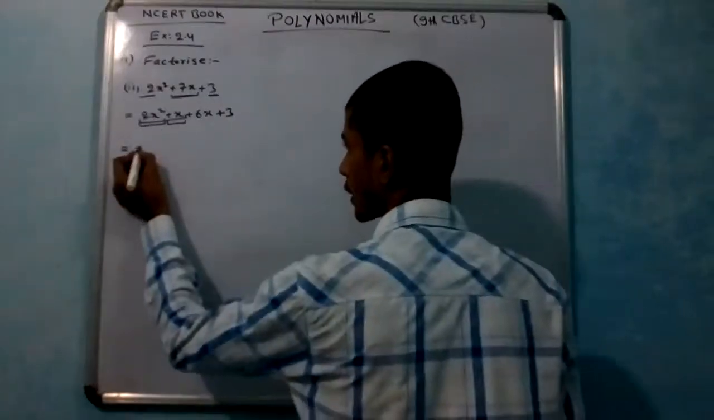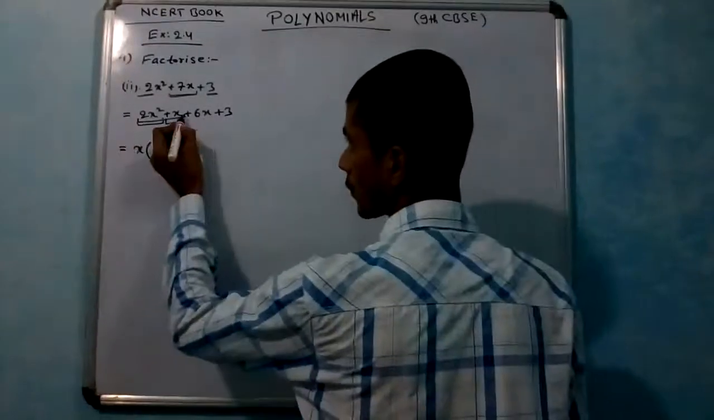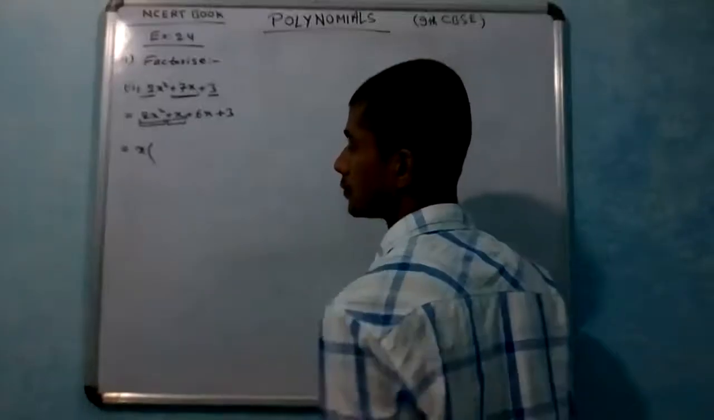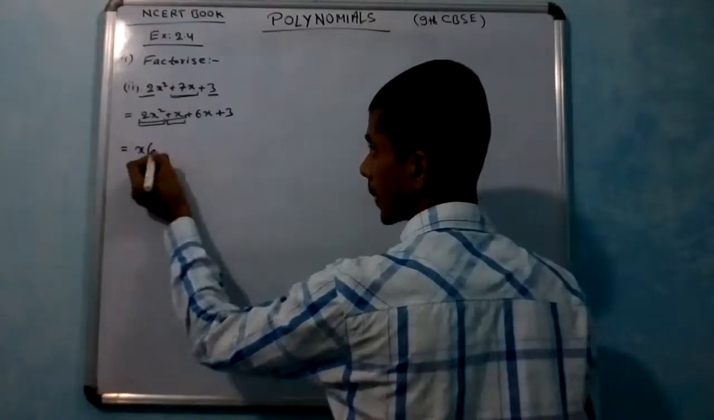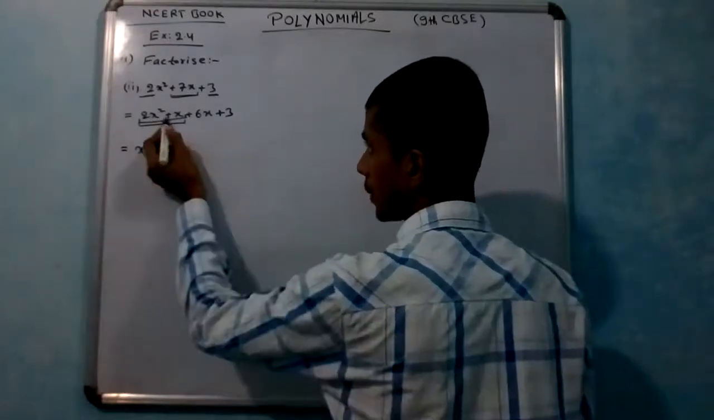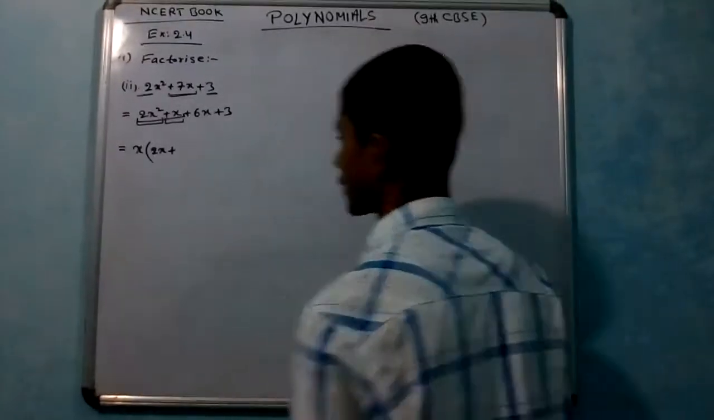So the common term we will take outside the bracket. Then tell me, if I take the common term outside the bracket from the first two terms, what things will be left here? 2x plus, and from here if you have taken something outside, what is left then?